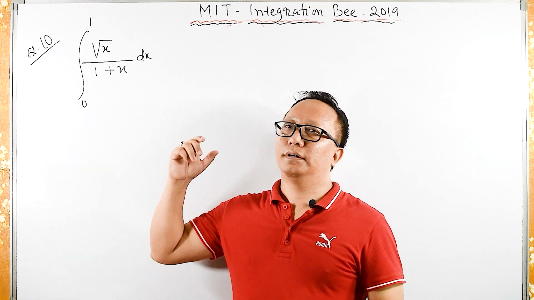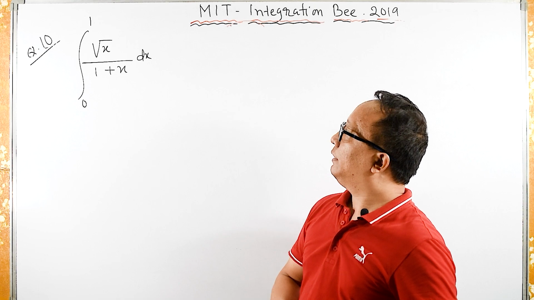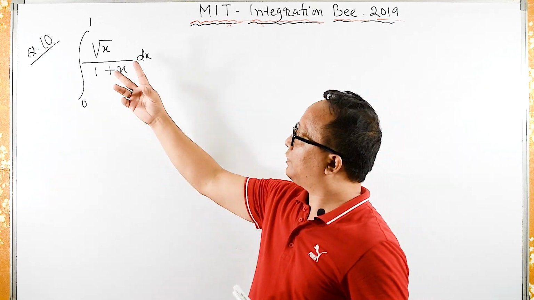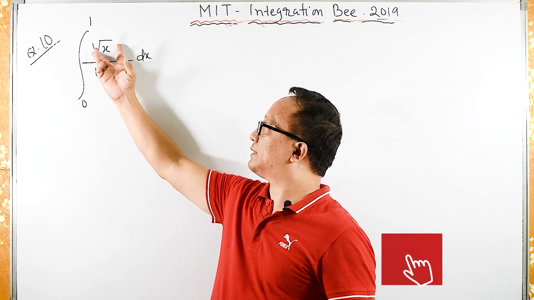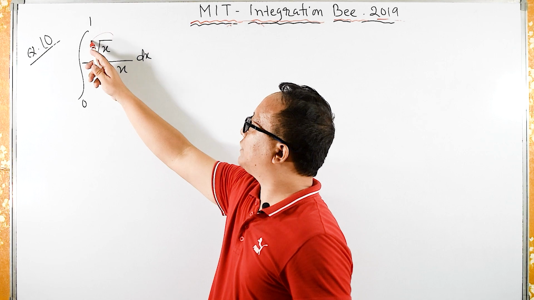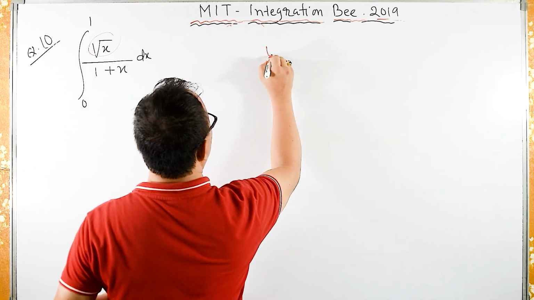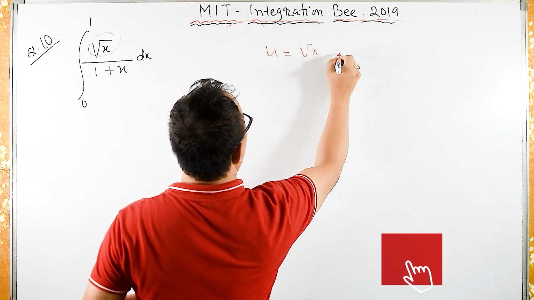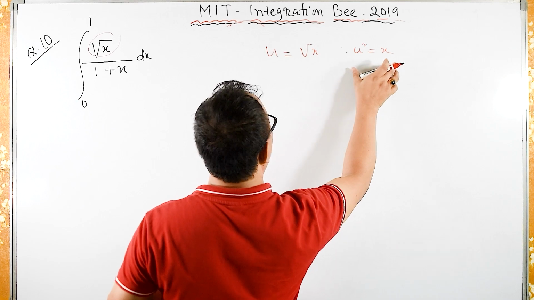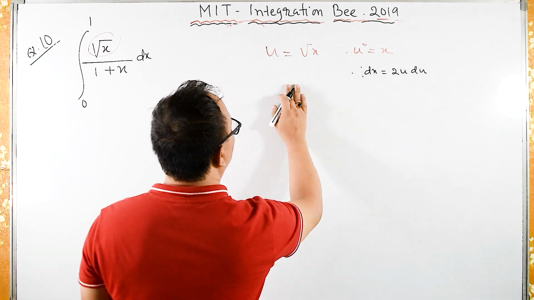Welcome back. This integration was asked by MIT Integration Qualifier B in the year 2019, and this is question number 10. We know that square root of x the whole square is x. For this integral, I will substitute root x equals u, and let's see how it works. So I will substitute u equals square root of x, then u square equals x, square root on both sides becomes x. dx equals twice u du, and what about limits?